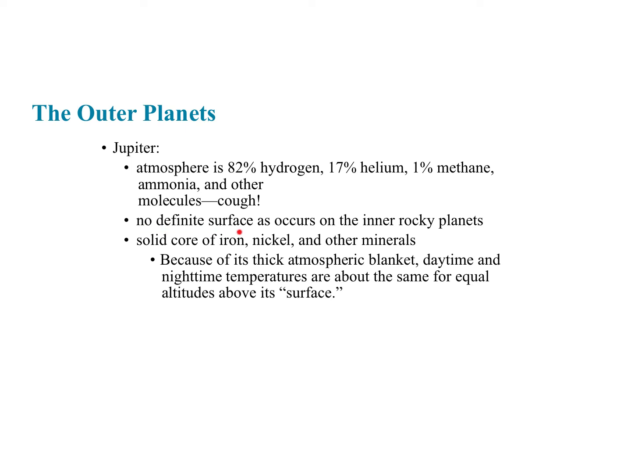There's no definite surface like that which occurs on the inner rocky planets. It does have a solid core of iron, nickel, and other minerals, but because of its thick atmospheric blanket, daytime and nighttime temperatures are about the same for equal altitudes above its quote-unquote surface.